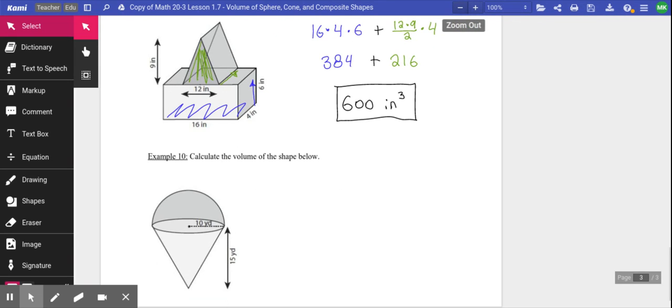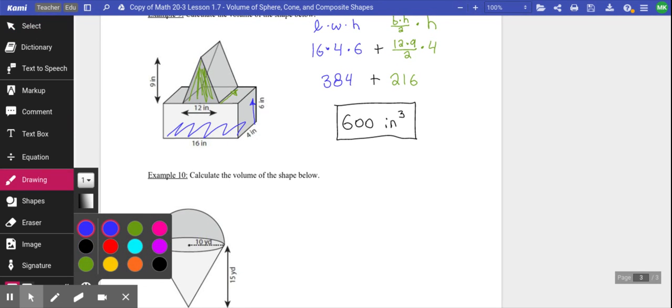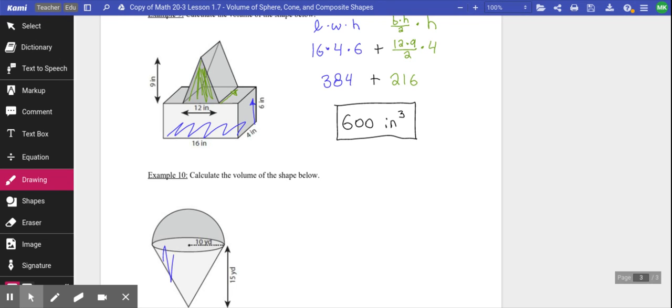Perfect. So this last one, we've got a cone, right? So we're going to have to do the volume of that cone down here. Close. It'd be 10 squared. You got to do radius squared. 10 times 10. But I'll write it out. So when we look at a cone, we just do the formula. The volume of a cone is pi r squared times the height. Then we're dividing that by 3, right?